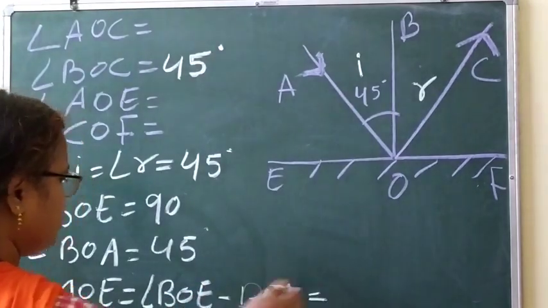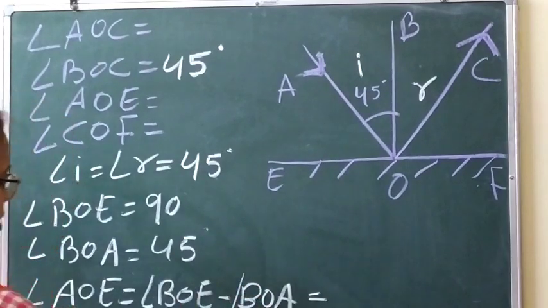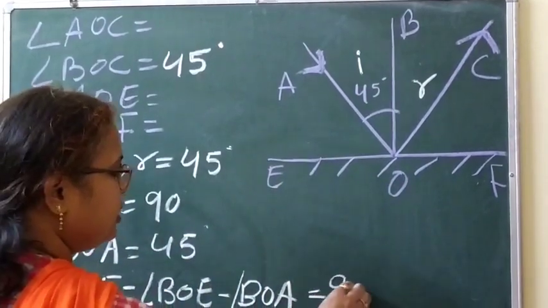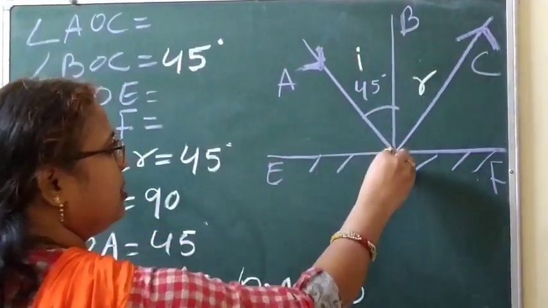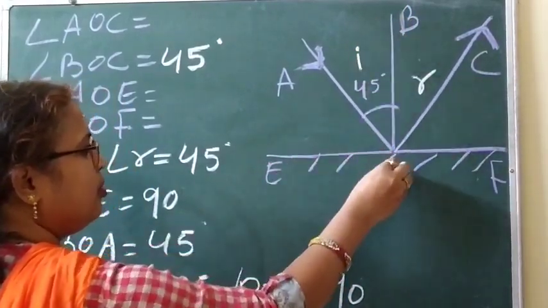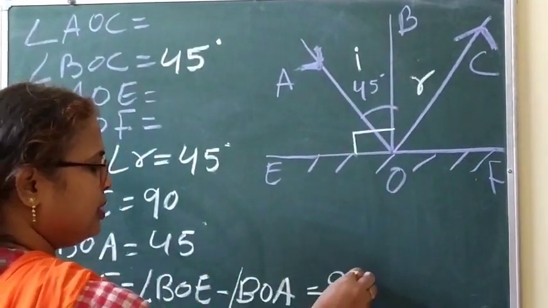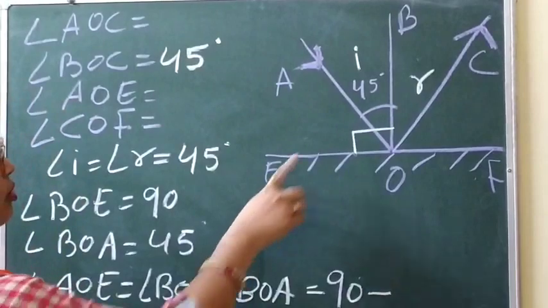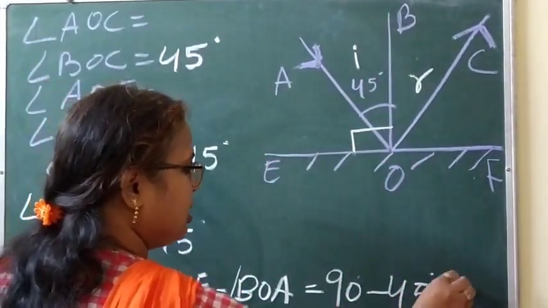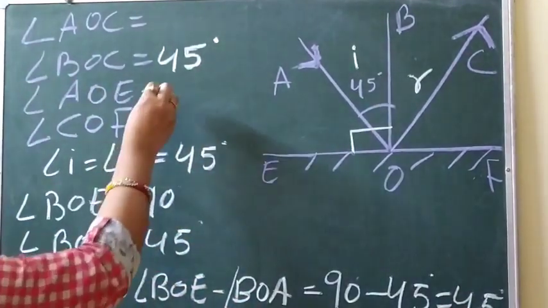Here you write, give the sign, this is B. Now, BOE is 90 degrees. This is the normal. Clear? This is normal. So the angle between BO and EO is 90 degrees. This is clear. So here 90 degrees, so 90 minus BOA. BOA is given as 45 degrees. So the answer will be 45 degrees. So here we will write what?